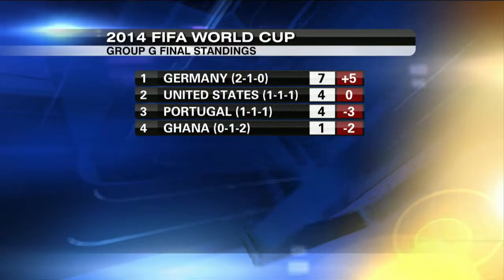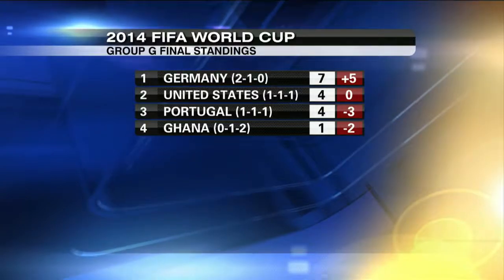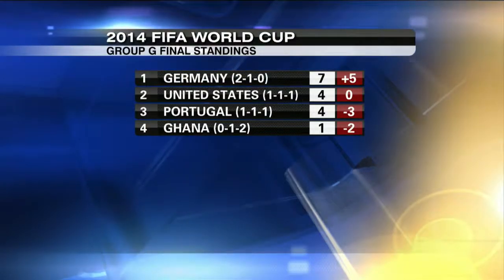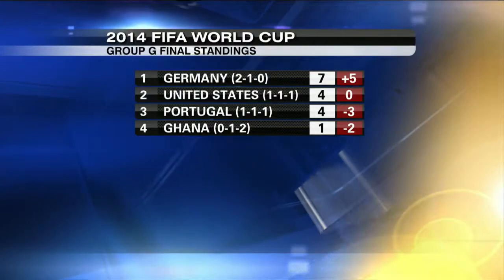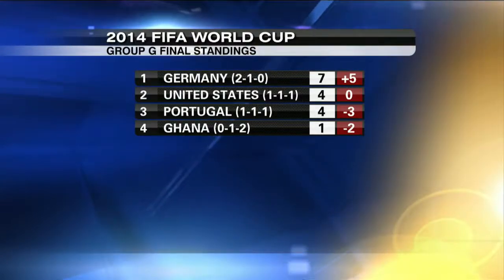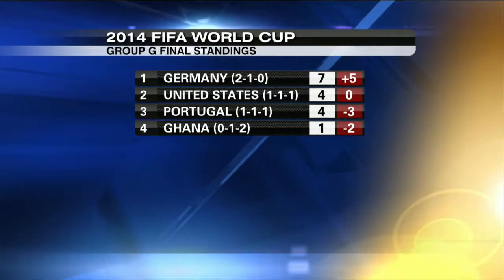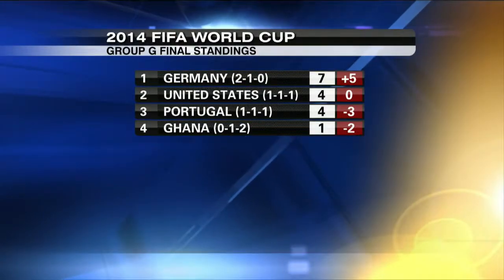Despite the loss, the U.S. makes it through because they still had a better goal differential, that red column on the right, than the third place Portuguese. U.S. was even while Portugal was at -3. It's the first time the Americans make the knockout stage in back-to-back World Cups.